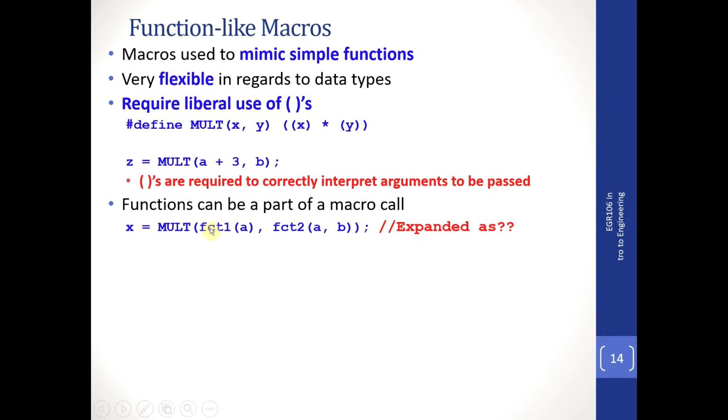You can also use different functions inside your macro. Let's say I want to multiply the results of function 1 and function 2. Well, I can just use function 1 and function 2 inside my macro. So whatever function 2 returns will go here, whatever function 1 returns will go here, and then they'll get multiplied with my macro and they'll get stored in X. That's what that will look like to your compiler when it actually runs it.